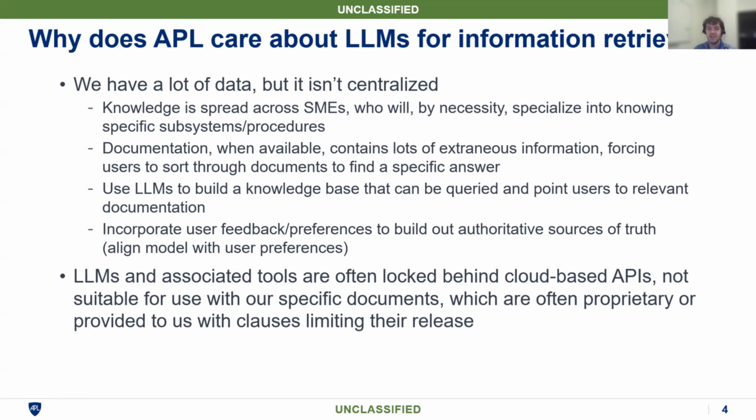The other super key thing is that large language models and their associated tools are often locked behind cloud-based APIs. So it's not suitable for use with our specific documents because they are often proprietary or provided to us with clauses limiting their release. So we can't just stick our documents into OpenAI and have them use their information retrieval type tools built in, due to the sensitivity of the documents we work with. So that's really why we focused on, okay, what does an APL built tool look like?